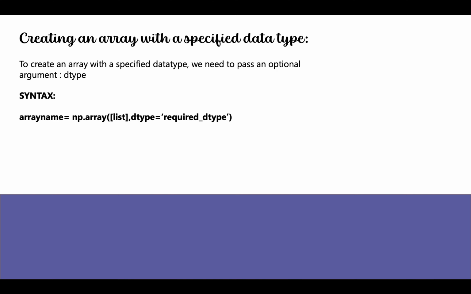Now let's move on and see how can we create an array with a specified data type. So to create an array with a specified data type, we need to pass an optional argument while creating the array, that is dtype. So the syntax is going to be array name is equal to np.array, and we have to pass the list, and we have to add a comma, and we have to pass data type as the required data type. Now let's take an example.